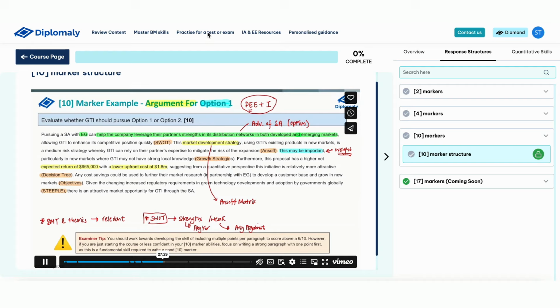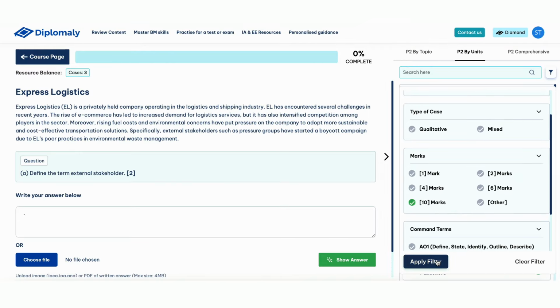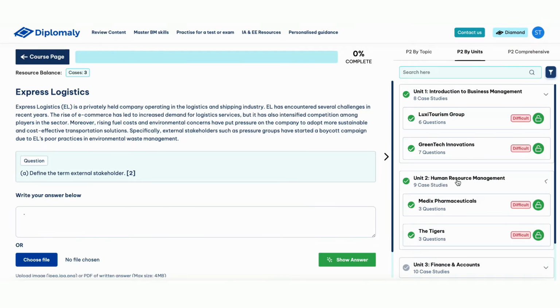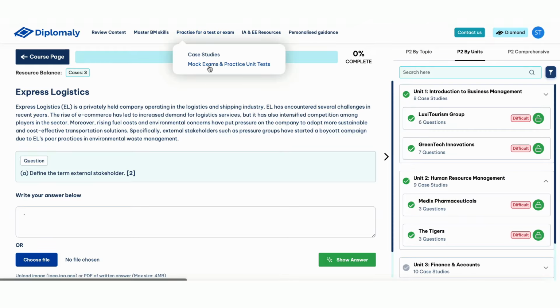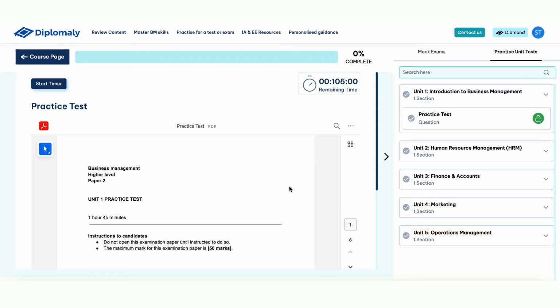If you're ready to put these skills into practice, you can go to the case studies part of the website and use the filter to filter by 10-marker. This will give you all of the case studies that have a 10-marker in them. Finally, if you have a test coming up at school or your final IB exam is approaching, head over to our mock exams and practice unit tests, each of which have a 10-marker at the end to help you further practice under assessment conditions. All 10 markers on the website will come with a full-length Level 7 exemplar response, which represents a response from a student who would score a 7 to 8 out of 10 or higher.